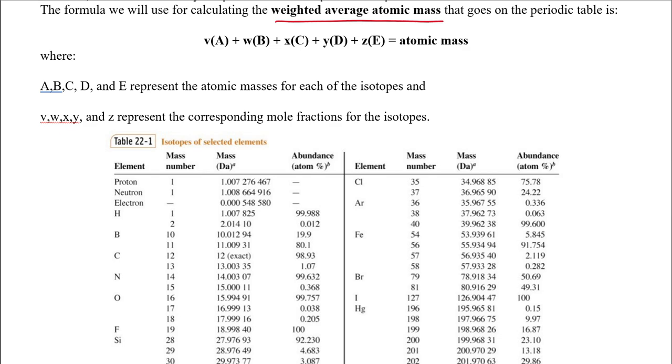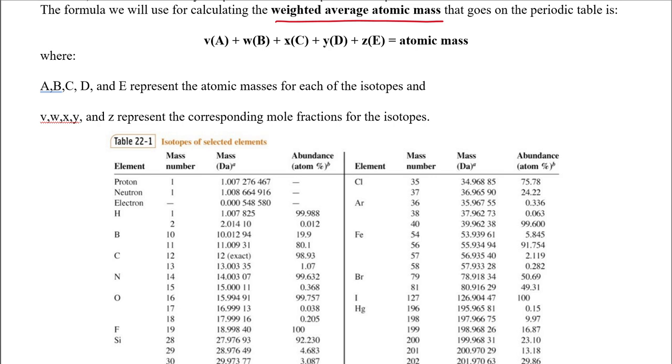Finding the weighted average atomic mass. This is actually the atomic mass that is shown on the periodic table. And it's based on scientists analyzing samples from all over the world and figuring out what the most common ratio of different isotopes is in the mix, and then weighting the masses according to the percent abundance.